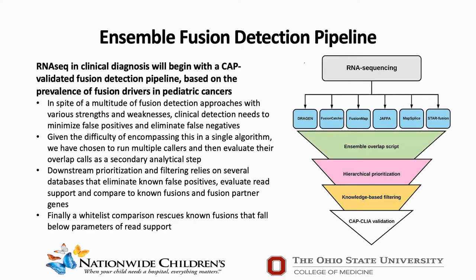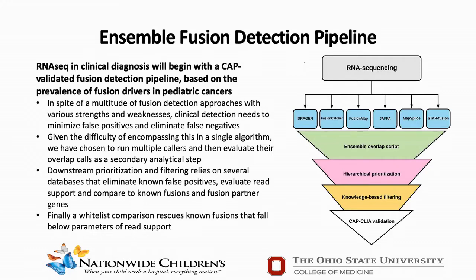So I mentioned the importance of fusions, and this is just our fusion detection pipeline. Because when we turn RNA-seq into a clinical profiling approach, we want to begin with a CAP-validated fusion detection pipeline. Because of the prevalence of these fusion drivers, we've effectively come up with the approach that is outlined on the figure on the right-hand side of the slide. The bottom line is that there are multiple fusion detection approaches. You can see 6 of them listed here that we're using. They all have strengths and weaknesses.